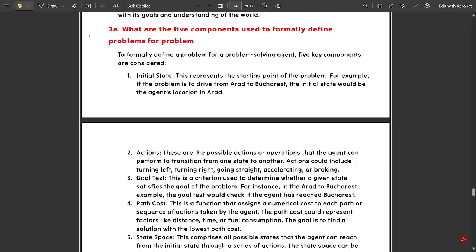In this video, I'm going to continue with the model paper solutions of the subject Intelligent Systems and Machine Learning Algorithms. In the previous video, I had discussed module 1 model paper solutions, that is question 1A, 1B, 2A, 2B.